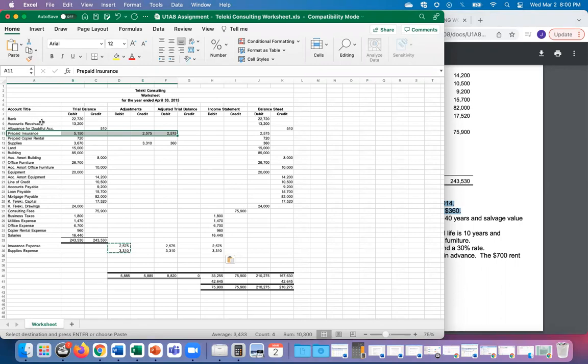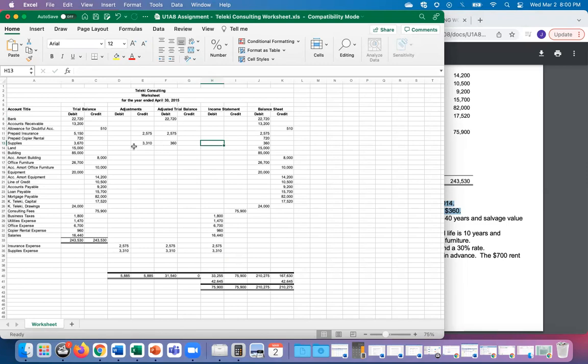So for example, the bank account. The bank account, I don't believe, has any sort of adjustment made to it. So you just carry over the numbers into the other sections of the worksheets that are applicable to it. So in the adjusted trial balance, nothing's happened, so there is no adjustment there. So we just put in the number that was already there.